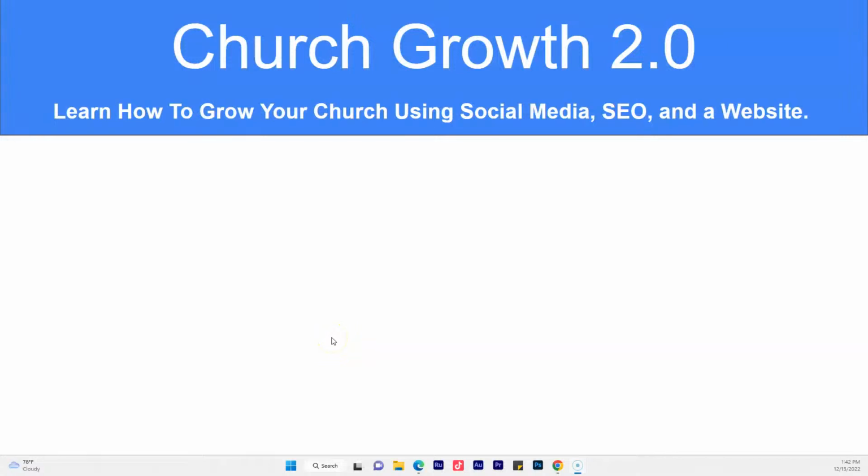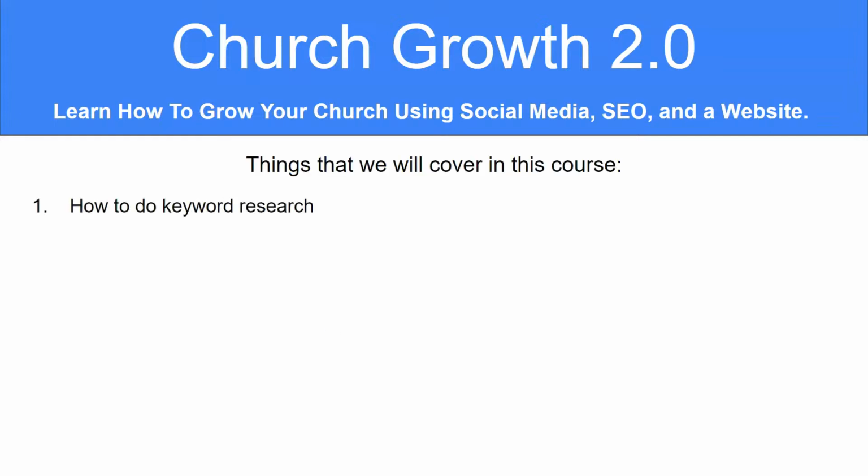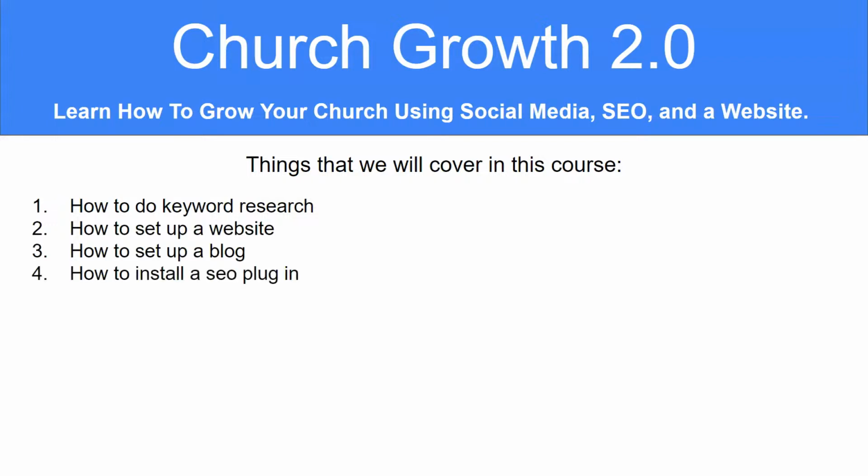All right, before we get into the first lesson of the course, I do want to show you the topics that we're going to be covering in this course. Number one, I'm going to show you how to do keyword research. Number two, how to set up a website. Number three, how to set up a blog. Number four, how to install a SEO plugin. Number five, how to optimize your blog for a specific keyword.